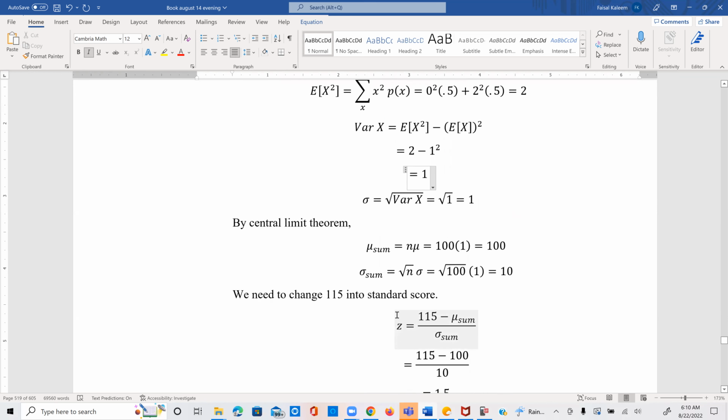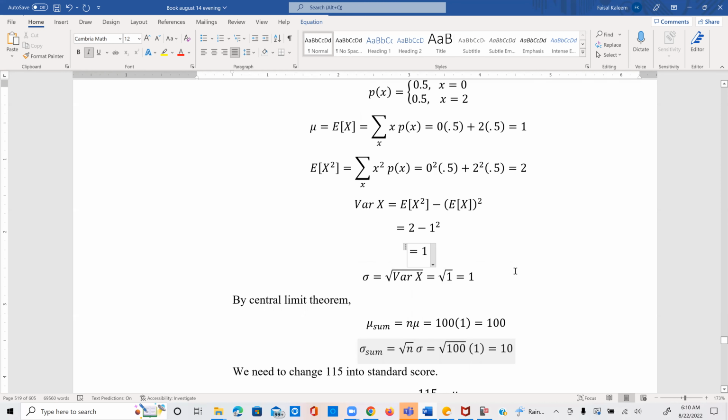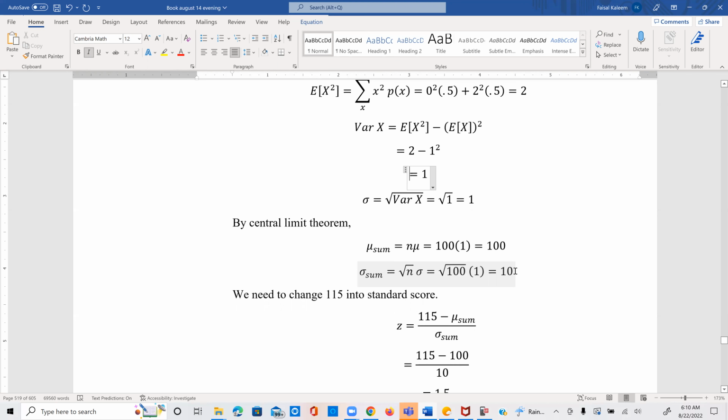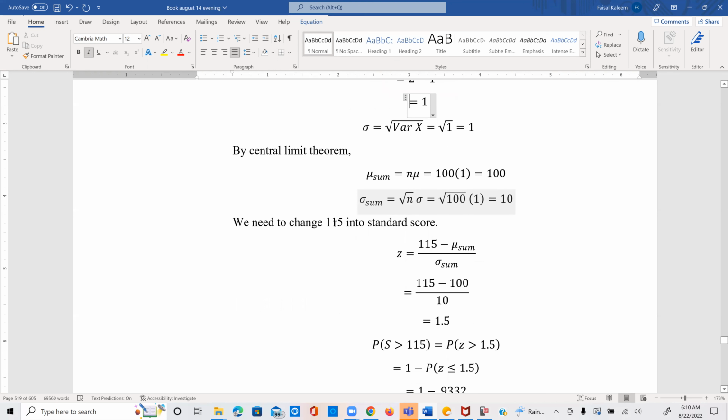So by the central limit theorem, the mean of the sum would be n times the mean of each. There are 100 variables, so 100 times 1 is 100. And the standard deviation of the sum is square root n times the standard deviation of each, so square root 100 times 1, that's 10. And since we have to find the probability that the sum is greater than 115, we need to change 115 into a standard score. So the mean is subtracted from 115, and we divide by the standard deviation. And that comes out to be 1.5.